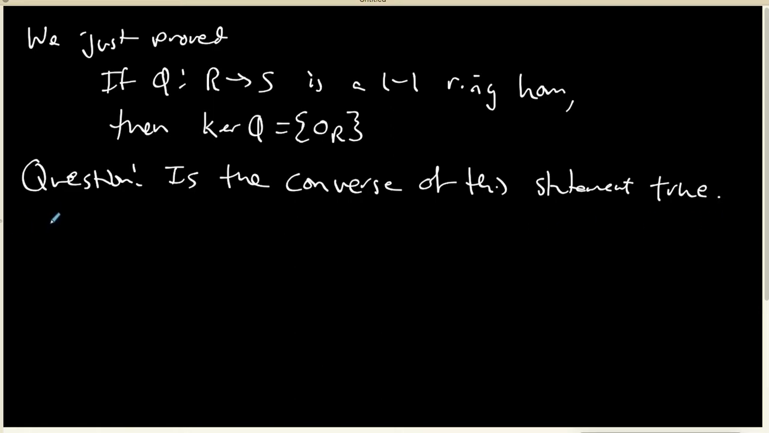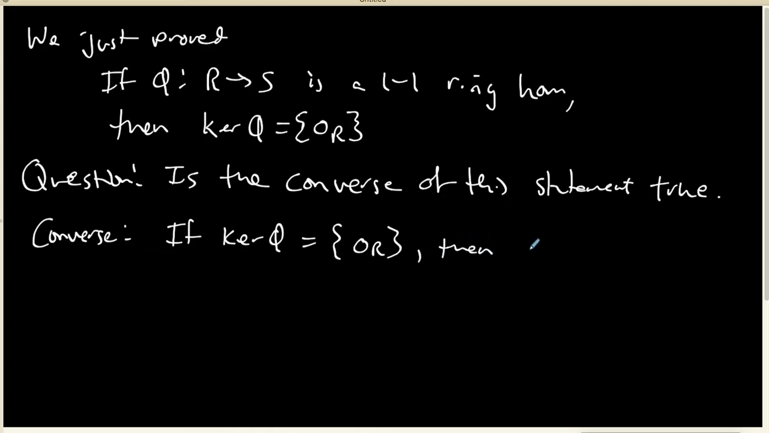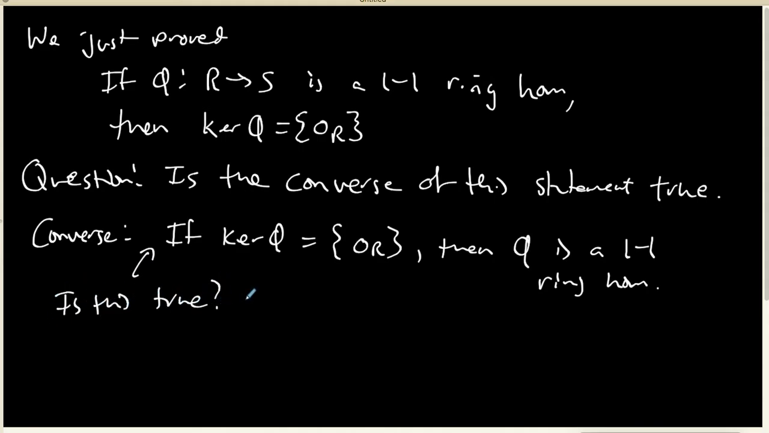So hopefully you did that. The converse statement that we want to investigate says this. If the kernel of phi is nothing but the zero inside of ring R, then phi is a one-to-one ring homomorphism. And our question is, is this true? So what we're going to do is investigate that.